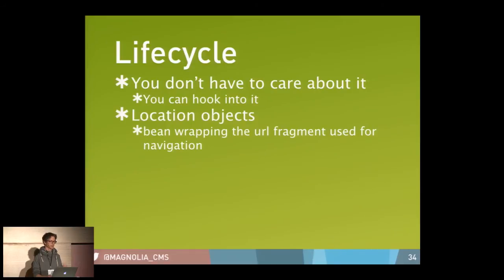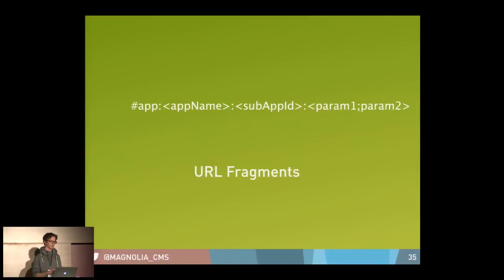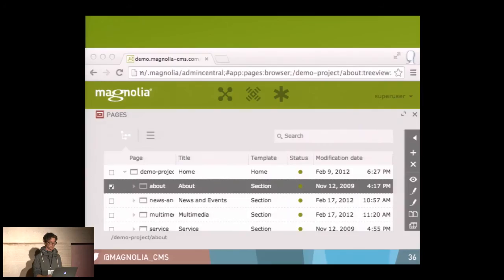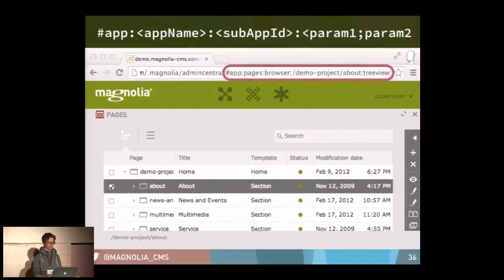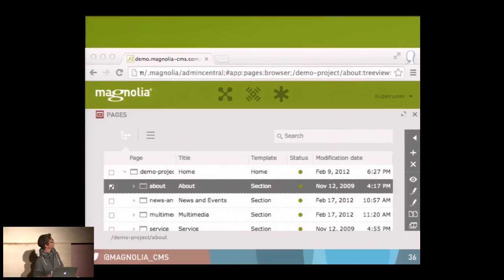And we are, for example, using location objects, so we wrap the URL fragment from the browser inside a simple bean. A URL fragment looks like this. So you have the app name, the sub-app ID, which is essentially a tab inside your app, and your parameters. This is the fragment, and the nice thing about it is it makes it bookmarkable, and you can also use the back and forth button of your browser.